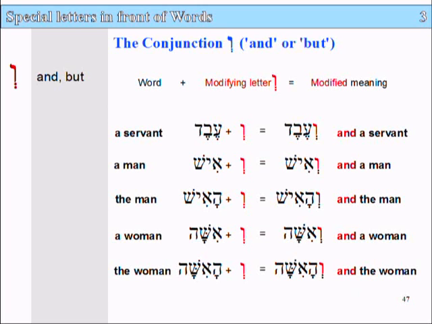So we can see the vav, when added to a word, means and. And if the word already had a hey in front of it, the vav plus the hey means and the, whatever the word is. So if we have the word ish and we add a hey to it, it changes from a man, an indefinite word, to a definite word, the man. And we add the vav to it, it means and the man. The vav just means and.